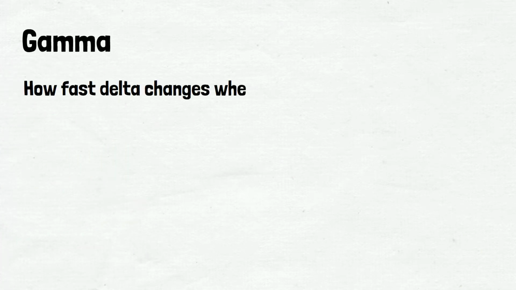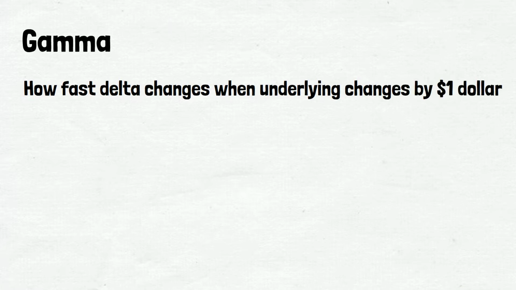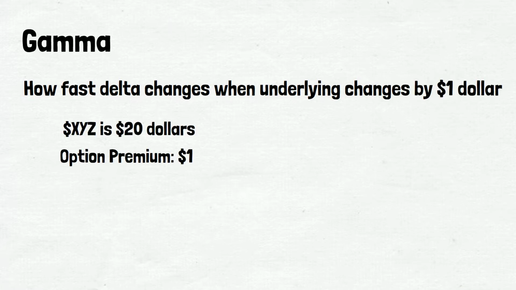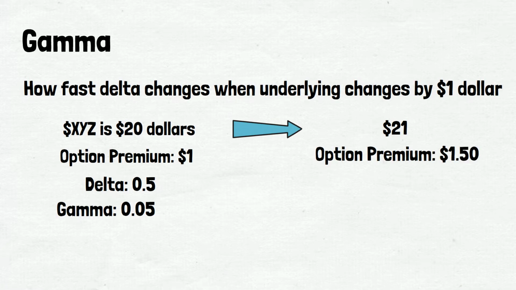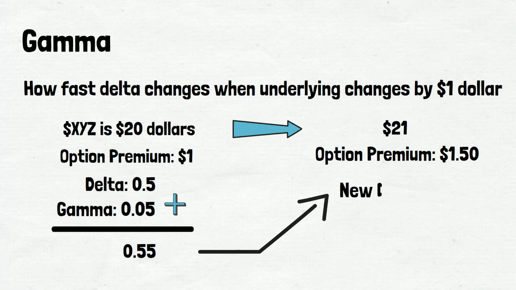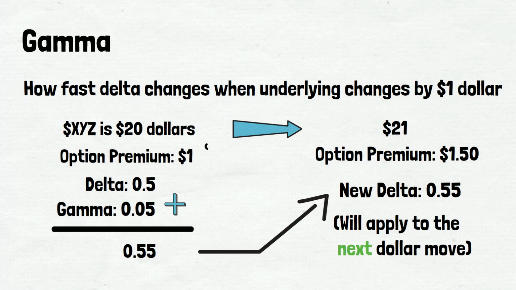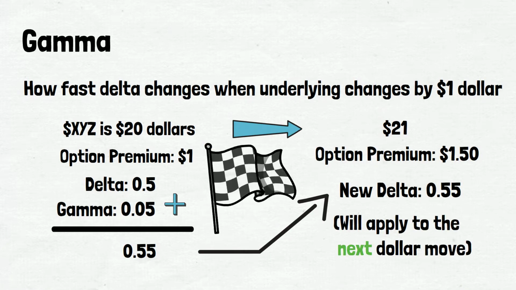Gamma is delta's partner in the price domain. Gamma tells you delta's rate of change. For an option with a delta of 0.5 and gamma of 0.05, the option is expected to change by 0.5 for the first dollar move. For the next dollar move, simply add the delta and gamma to get the new delta, 0.55. This also means that delta doesn't have a constant rate of change. You can think of gamma as delta's acceleration.